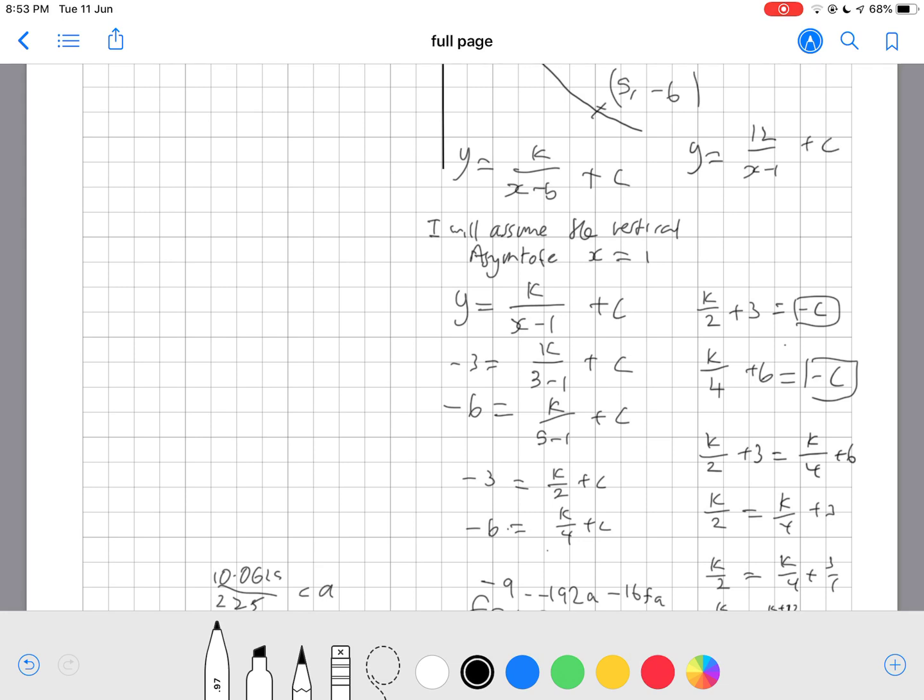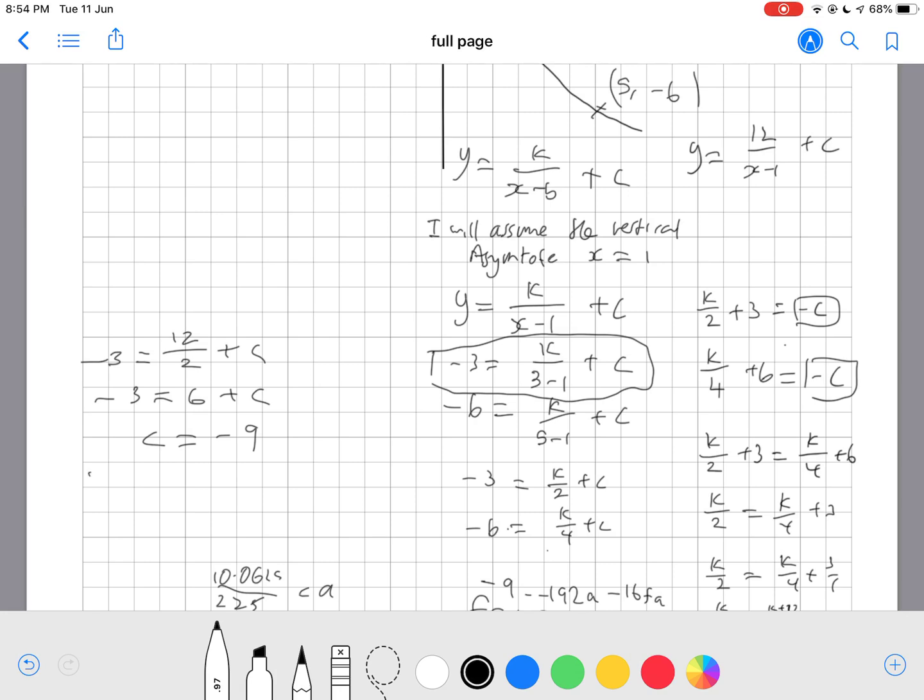Now we just need to find the c value. That's pretty easy. We just substitute, for example, this point in. So we'll say -3 equals 12 divided by 2 plus c. -3 equals 12 divided by 2 is 6 plus c. Obviously, c must be negative 9.